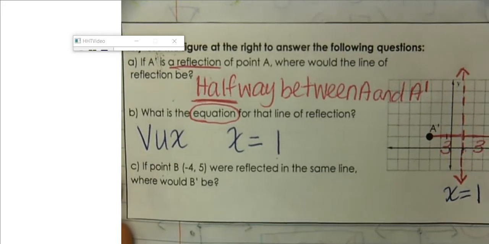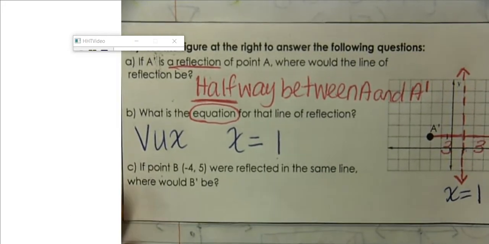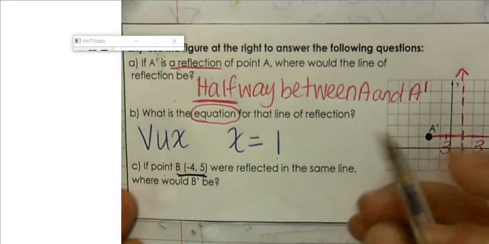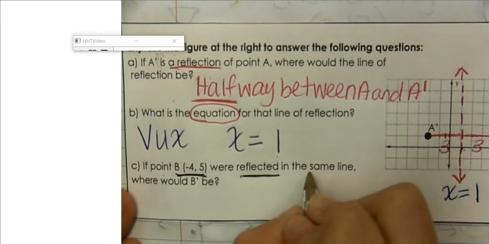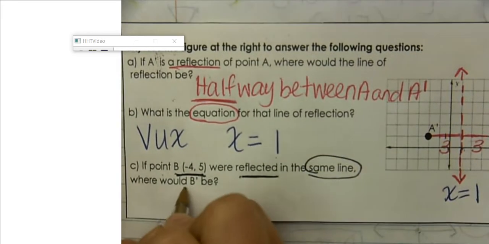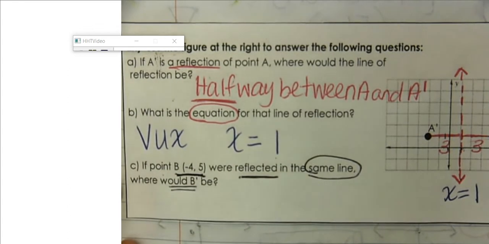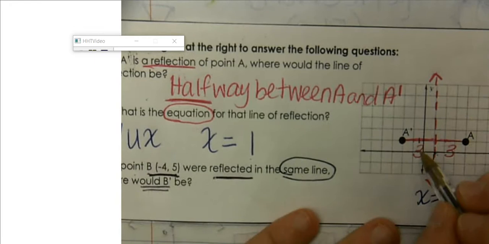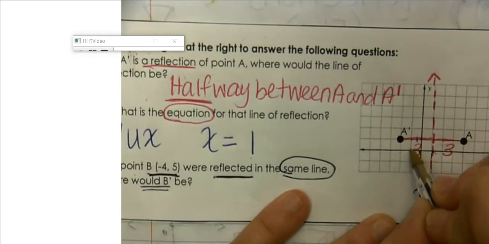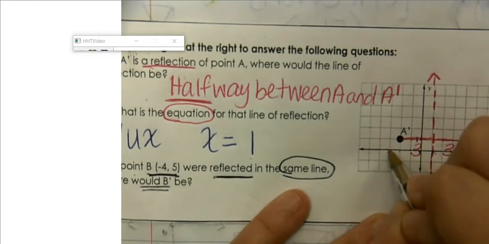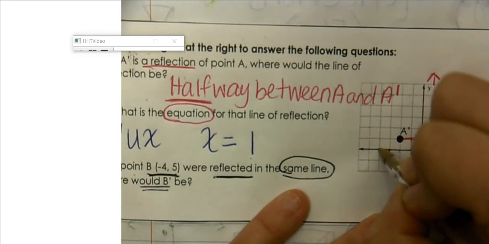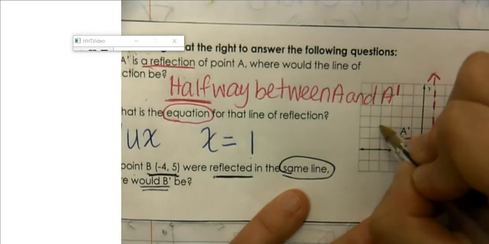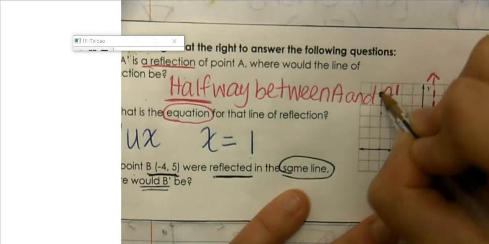Letter C is asking, if point B were reflected in the same line, where would B prime be? So let's go ahead and plot -4, 5. I'm going to go over to -4 to the left, so 1, 2, 3, 4, and up 5: 1, 2, 3, 4, 5. It is located right here.